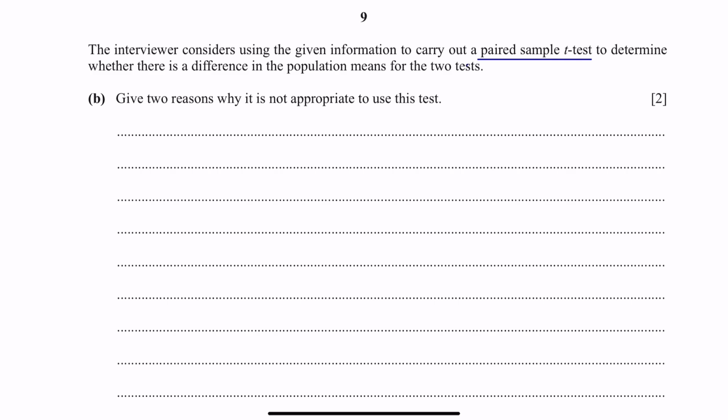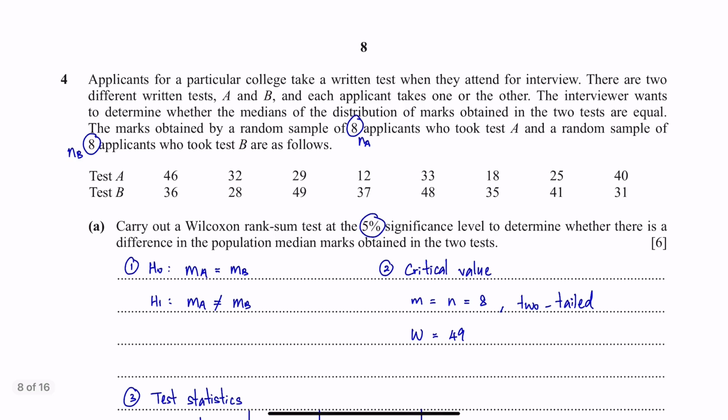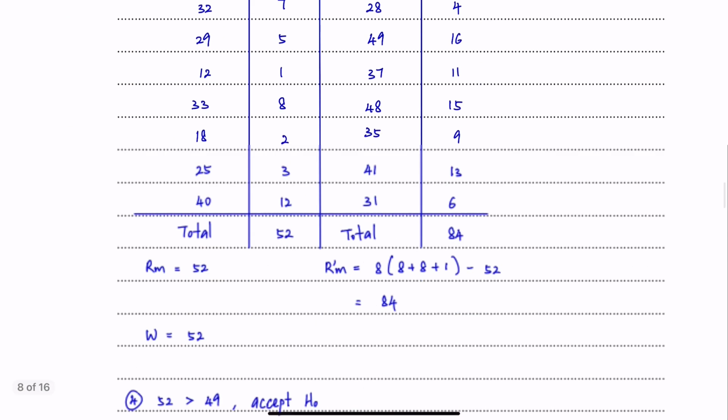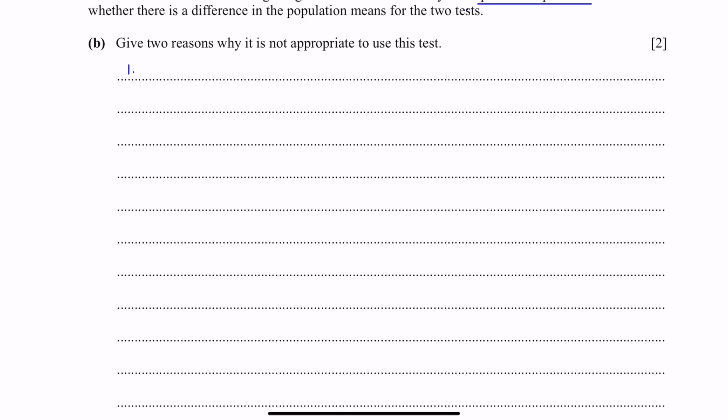So a paired sample t-test requires the two populations to be a paired sample, obviously. And from the question, we know that each applicant takes one or the other. So it's not that each applicant takes both tests and we see the difference. So this is obviously not a paired sample. So the first reason being tests A and B are not paired samples.